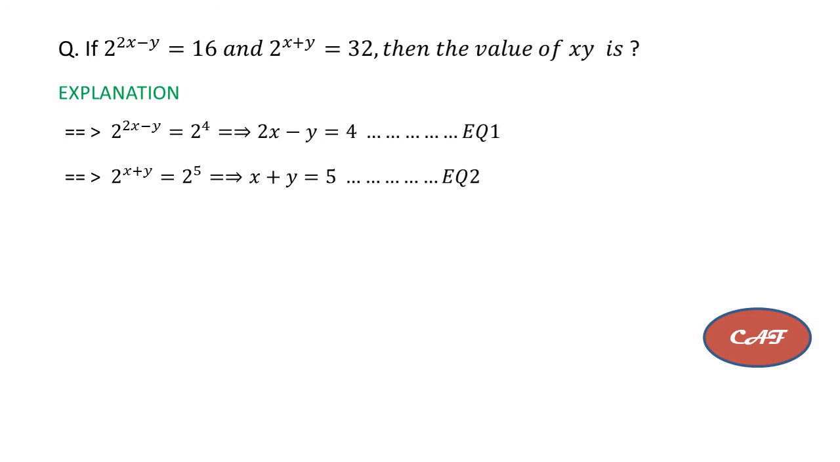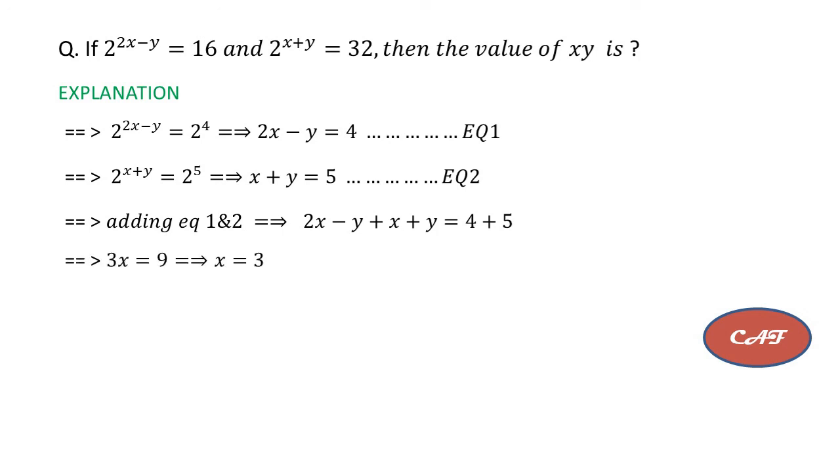So if you add equation 1 and 2, see here why I am adding: in equation 1 minus y is there, in equation 2 plus y is there. If you add both, y will cancel. Then you can find out the x value. So I am doing that only. 2x minus y plus x plus y is equal to 4 plus 5. So y will cancel. You will get 3x is equal to 9. Then from that you can find out the x value. So I know the value of x, which is 3.